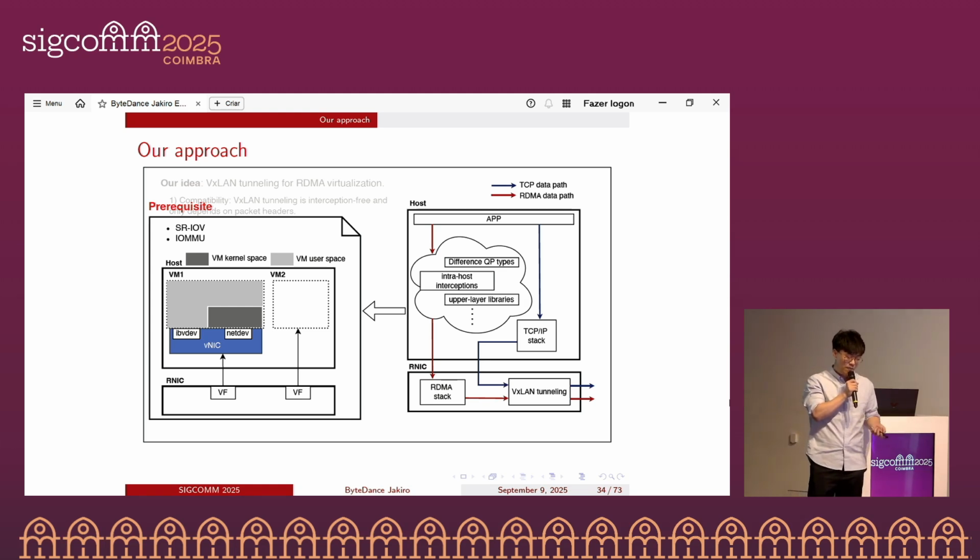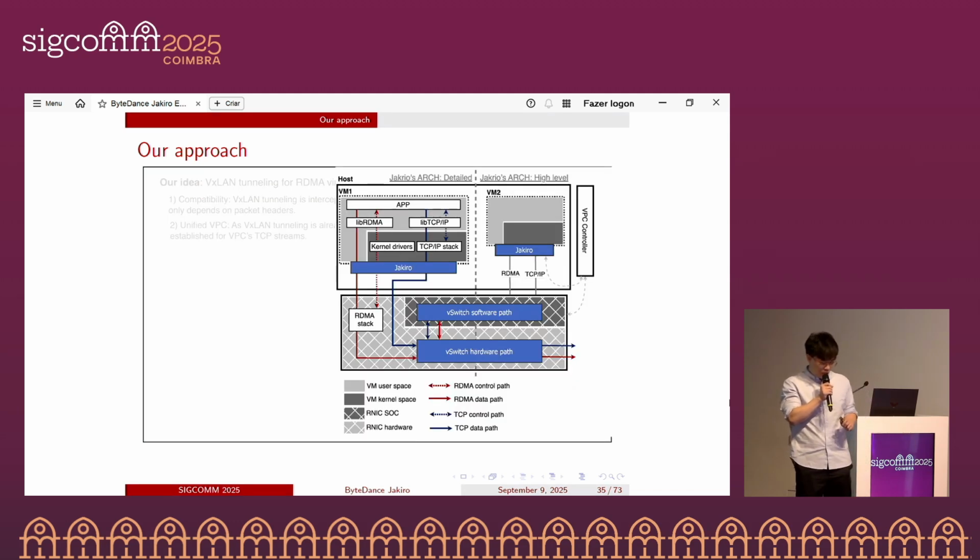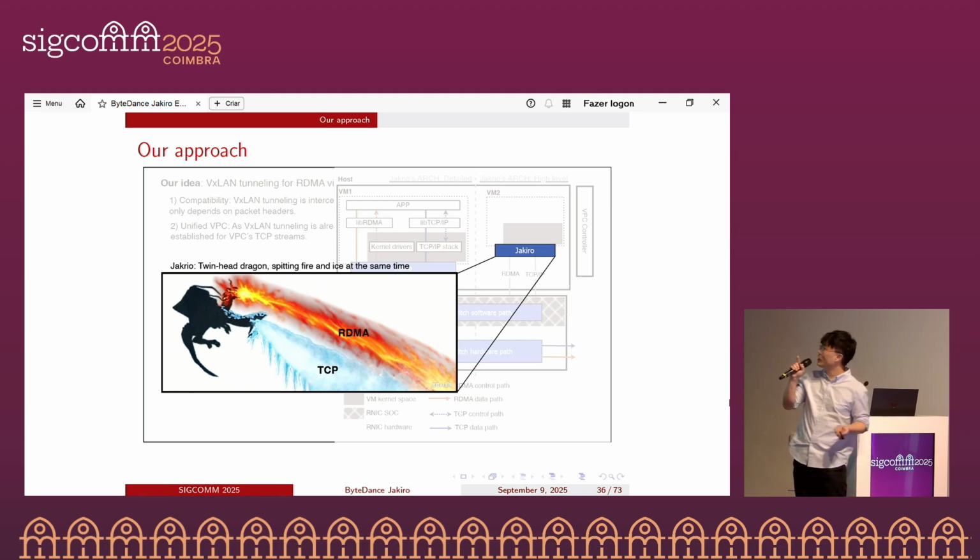So each VM, virtual function, is attached with a VNIC and is perceived as one PCIe device by the virtual machine. And this PCIe device will contain two interfaces, one for TCP and one for RDMA. Okay, so the overall architecture of our approach is like this. And we name our VNIC Jakiro because Jakiro is a twin-head dragon, capable of spitting fire and ice at the same time. We name our VNIC Jakiro because we want to highlight the capability of our VNIC to send RDMA and TCP at the same time.